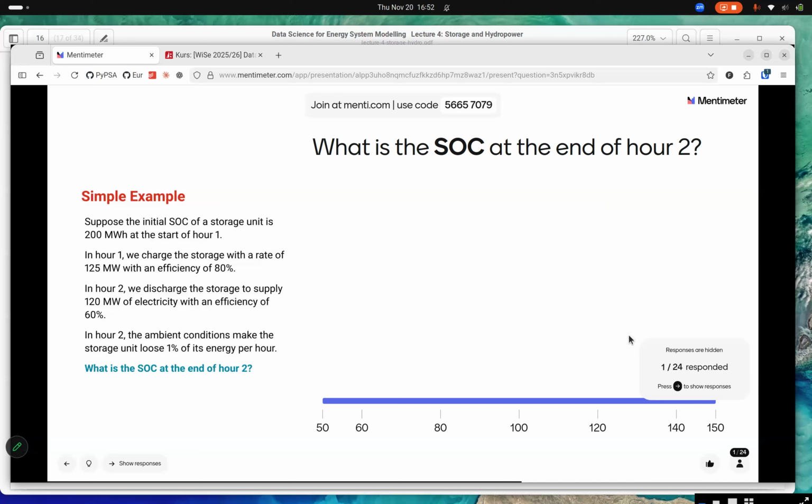And then in hour 2, there's one more addition, is that the ambient conditions, so the kind of environmental conditions, make the storage unit lose 1% of its energy. And that's only the case in hour 2. And the question, and there's a slide again, is what the SOC would be at the end of hour 2. And maybe you just try to calculate that within, I don't know, maybe 3 minutes or something like that. Let's see how much time you need. But let's calculate that.